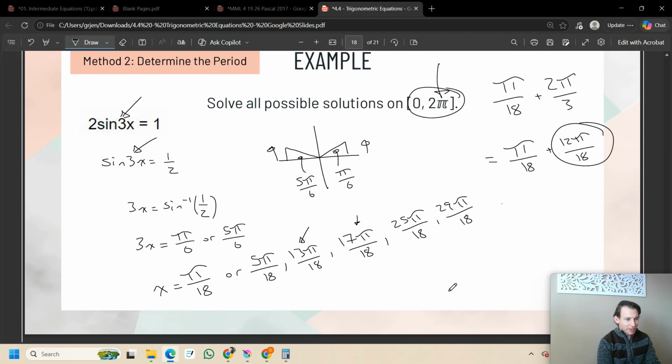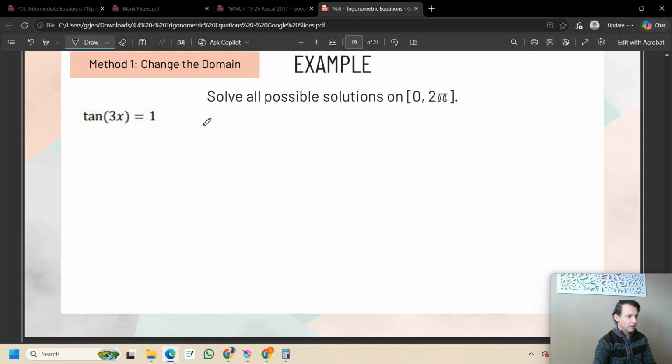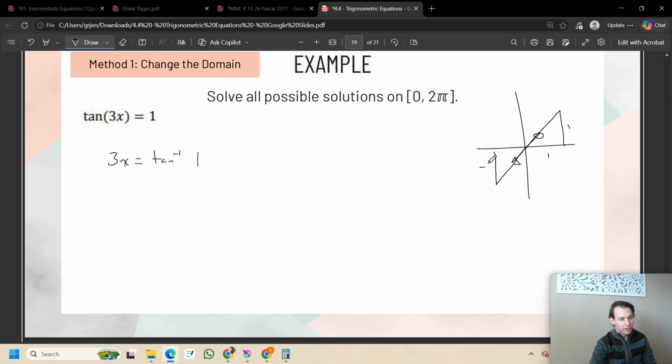So let's keep going. Okay, so here we want to solve this one. Tan 3x equals 1. So we have 3x equals tan inverse of 1. And when is tan 1? Well, tan is 1 over here. And sorry, tan is positive over there and over there. And it happens to be when this is 1 and that's 1, or when this is -1 and that's -1. In other words, that's pi by 4. And this one is 5 pi by 4.